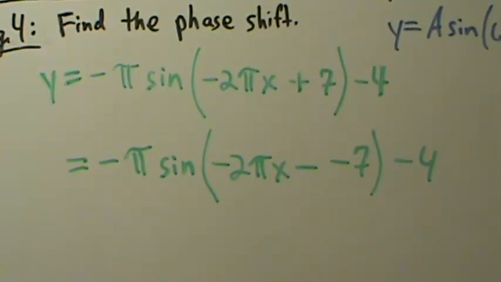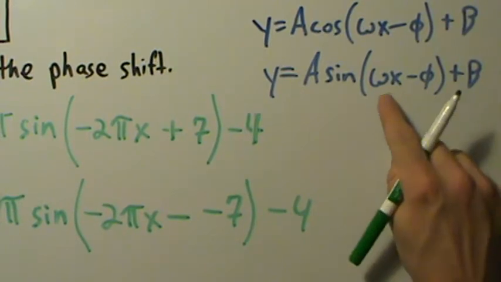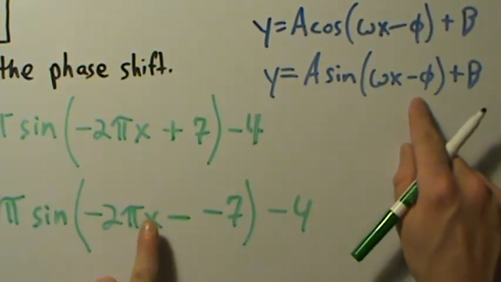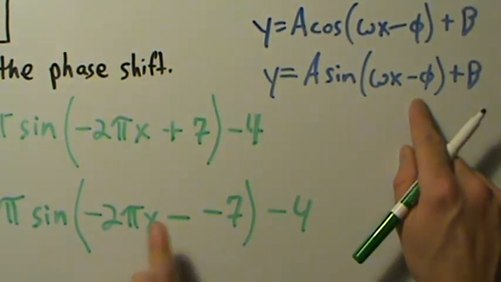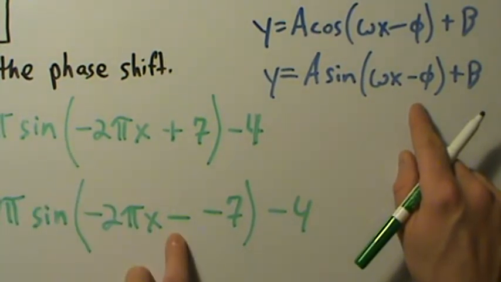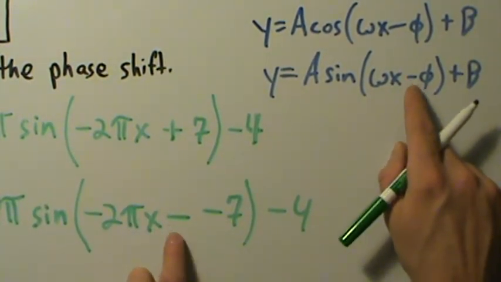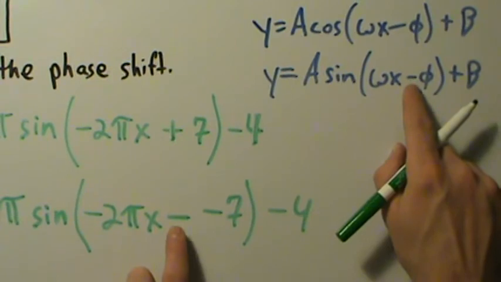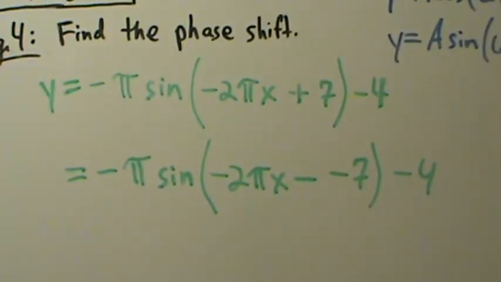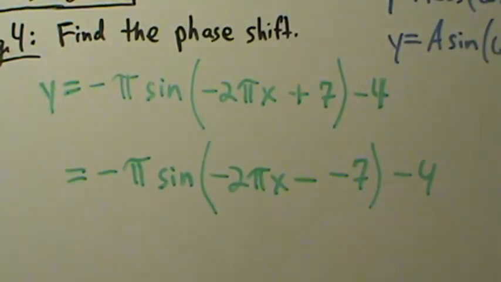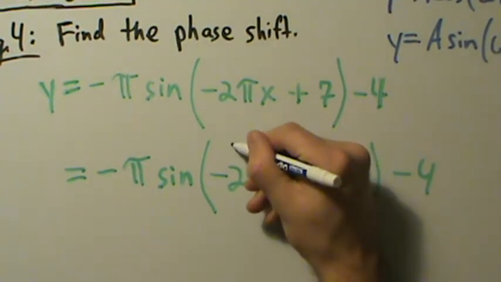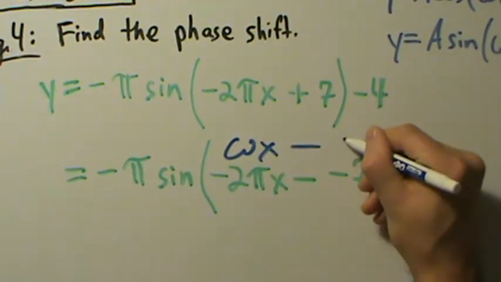So anyway, now that's good because now we have it in this form: omega x minus phi, x minus stuff. So stuff times x and then minus other stuff. Okay, so the point is we want to have a minus sign in between them like that. And now we do. Okay? So now we can identify what's omega, what's phi. So this is omega x minus phi.